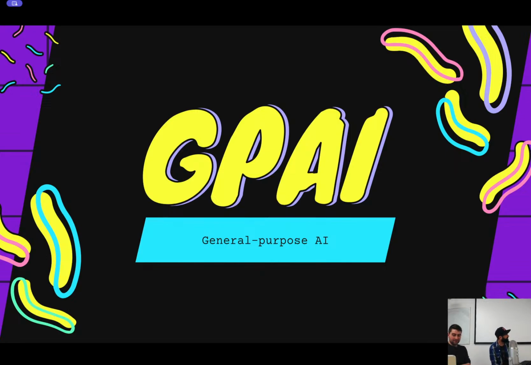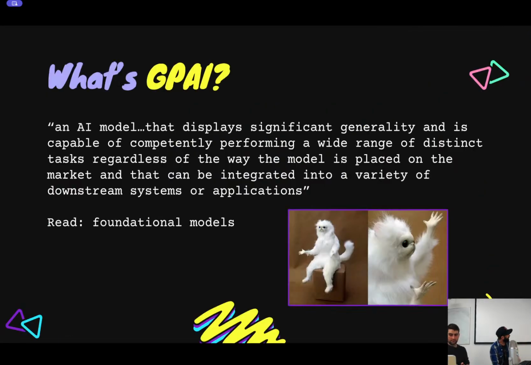Now, having talked about high-risk AI systems, which is the most heavily regulated category, let's talk about general-purpose AI. And again, here's the definition in the text of the law itself. An AI model that displays significant generality and is capable of competently performing a wide range of distinct tasks, regardless of the way the model is placed on the market, and that can be integrated into a variety of downstream systems or applications. I think the way to think about this, though, is it's foundational models, pretty much.